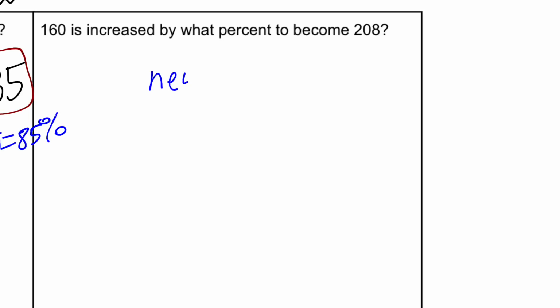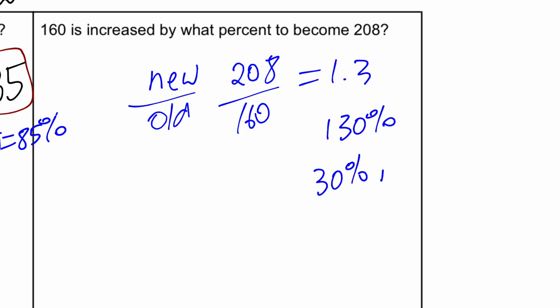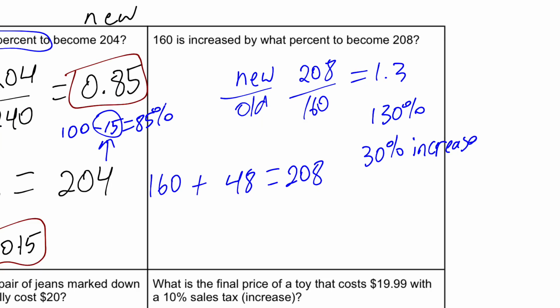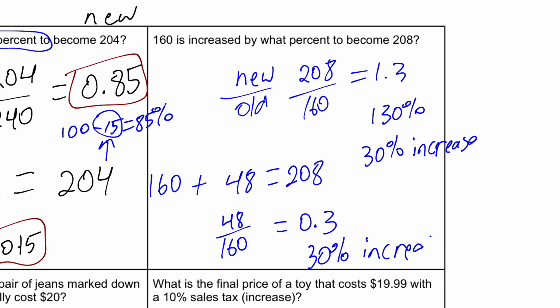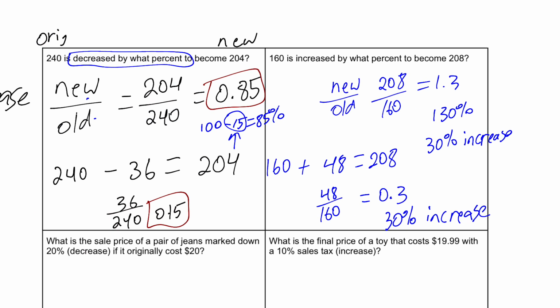Here we take new divided by old, so that's 208 divided by 160, and we get 1.3. If we convert that to a percentage, that's like 130% of the original. That represents a 30% increase. Another way to think of it is we start with 160, we add 48, and now we're at 208. So what is 48 divided by 160? That's 0.3. We increased by 30%. Hopefully one of those methods will lead you to the correct solution.